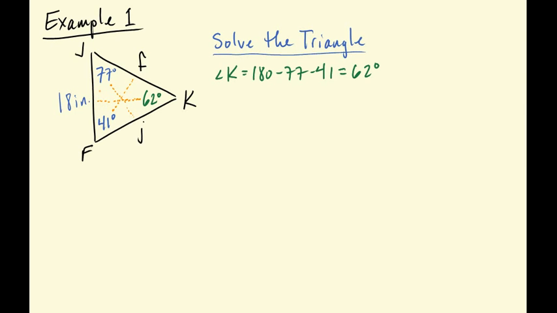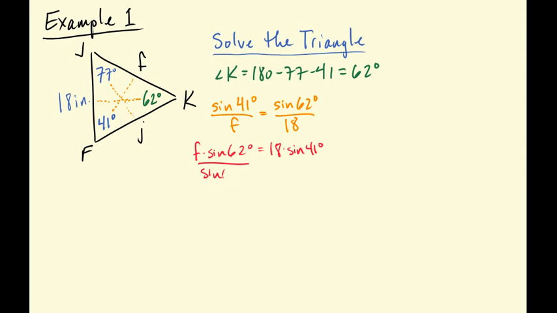Now, it doesn't matter whether we solve for F or J first. I'm going to solve for F. Using the law of sines with those ratios being equal, I would set up that the sine of 41 degrees over side length F is equal to the sine of 62 degrees over the 18 inches. And so therefore I have my one unknown, and I'm going to quickly cross multiply and solve here. F sine 62 equals 18 sine of 41 degrees, and divide both sides by sine of 62 degrees, and then go to the calculator.